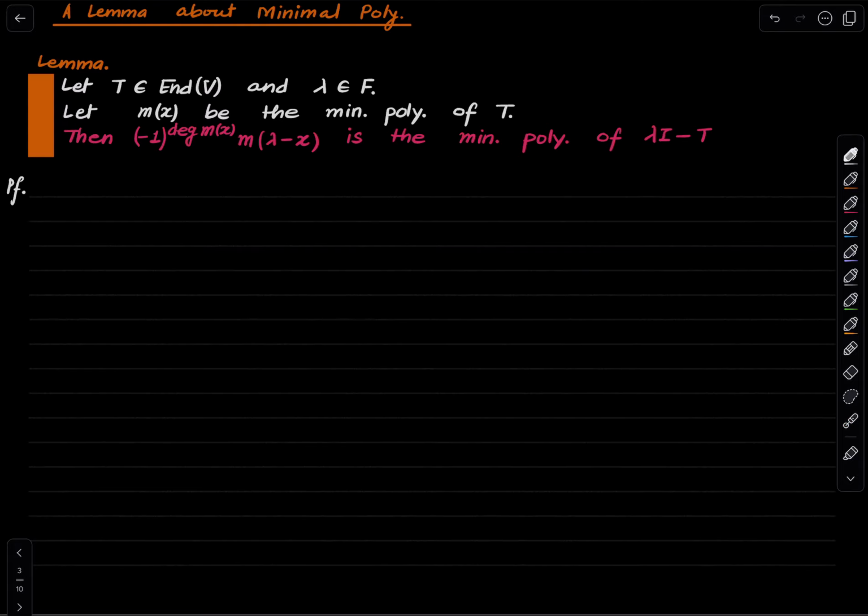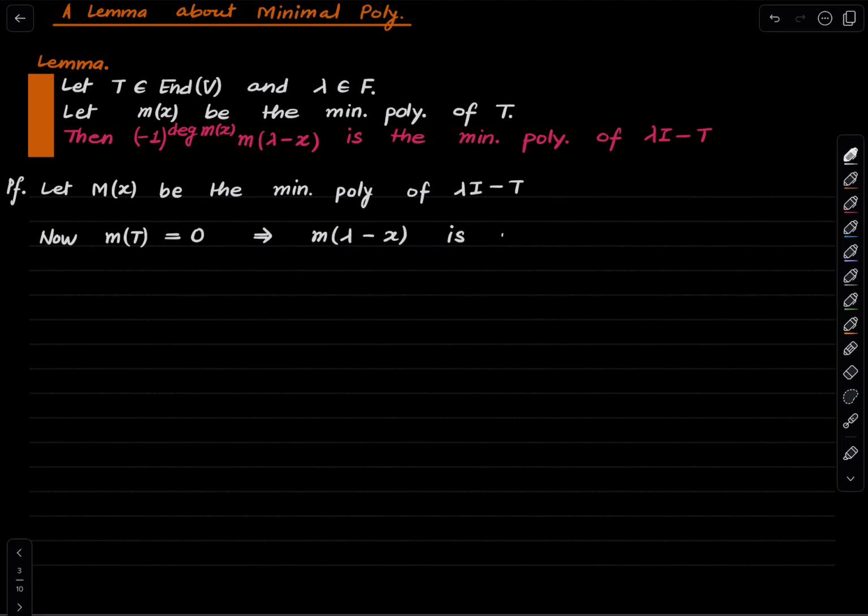But I can't just leave this as an exercise. So let m(x) be the minimal polynomial of lambda I minus T. And note that, or rather we know that, m(T) is 0 simply because m(x) was the minimal polynomial of T. So that is that. But this implies that this translated polynomial is satisfied by lambda I minus T.